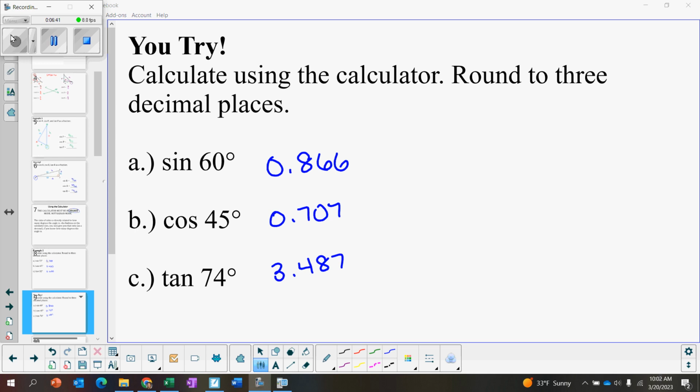All right, so check your answers here. Sine of 60 should have been 0.866. Cosine of 45 was 0.707, and tangent of 74 was 3.487.